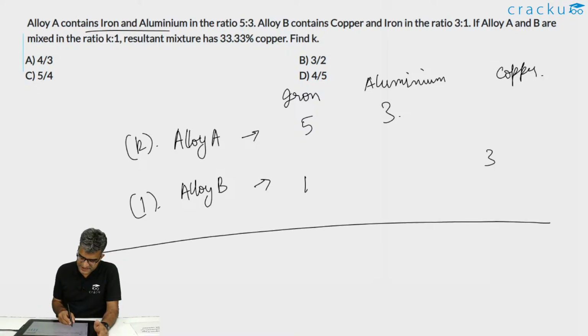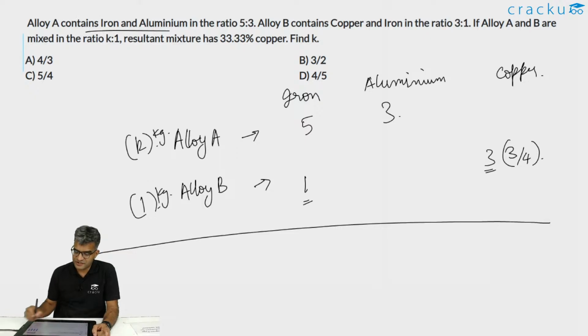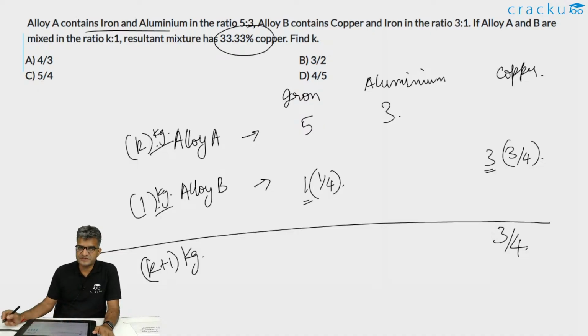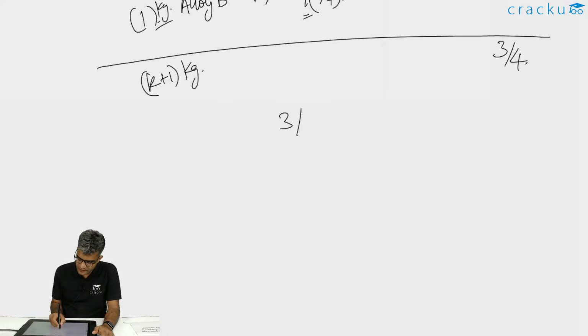So if you say you mix K kgs of alloy A with 1 kg of alloy B. In 1 kg of alloy B, the fraction of copper will be 3/4, and the fraction of iron will be 1/4 because they are mixed in the ratio of 3:1. Alloy A doesn't contain copper. So in the final mixture, the amount of copper will be 3/4. What is the total weight of the final mixture? It is K plus 1 kgs. We are told that this is 33.33%. So 3 by 4 divided by K plus 1 is equal to 1 by 3. You can cross multiply.